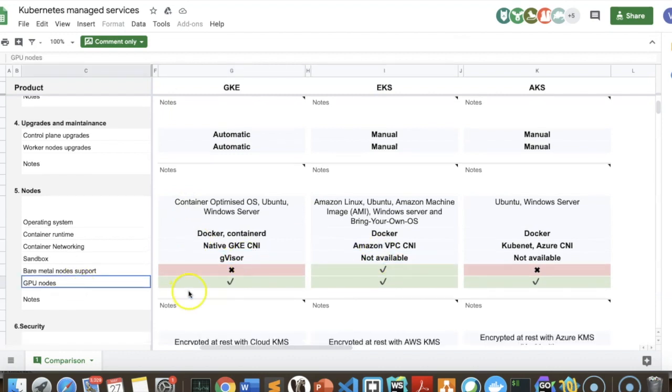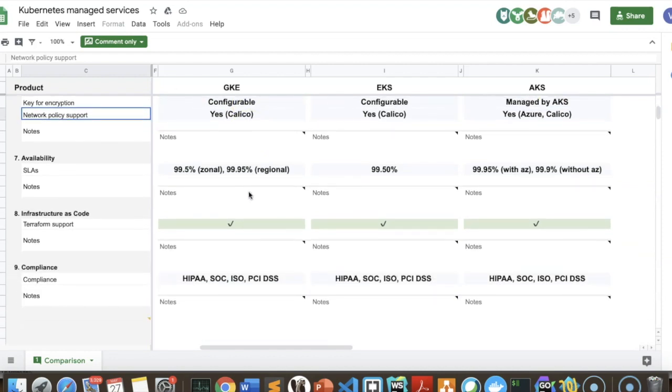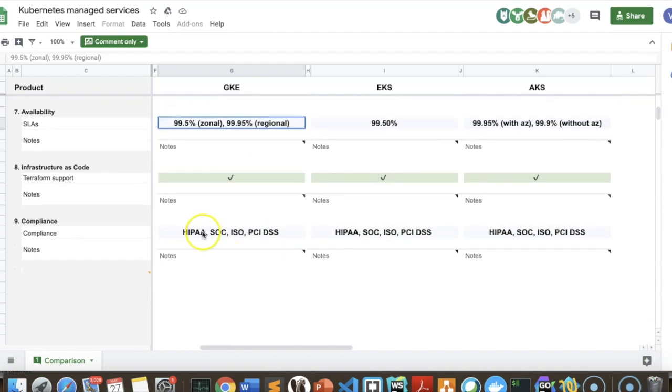So GPU nodes, yes, of course, everyone supports GPU nodes. Security is configurable everywhere, and here in AKS it's managed by AKS. Network policy support, yes. Service level, so availability in zone it's 99.5, region it's 99.95, so almost all similar in SLAs. Yes, they all support Terraform, and they all have almost similar compliance with HIPAA, SOC, ISO, and PCI DSS compliances.